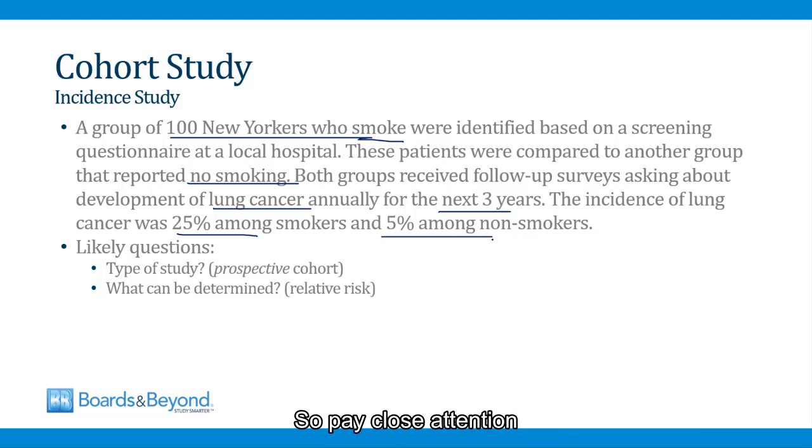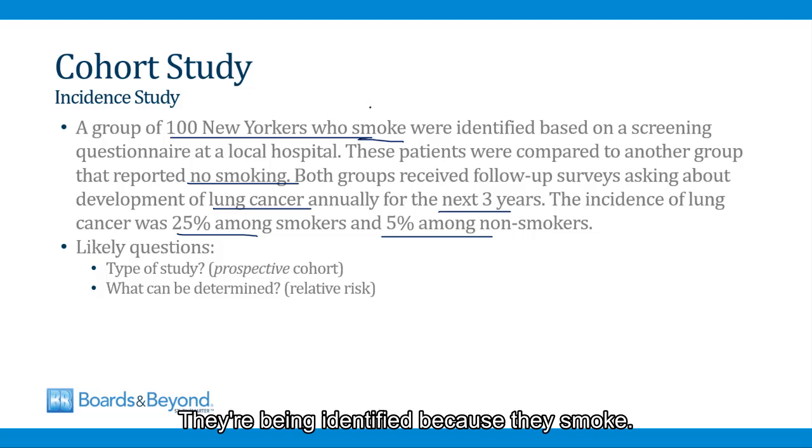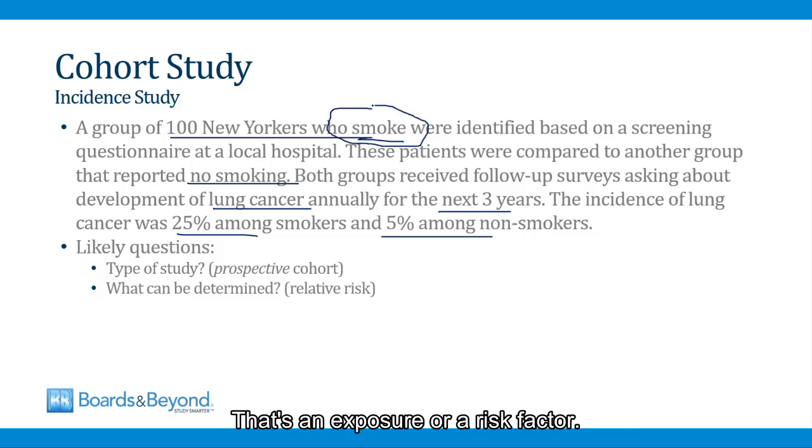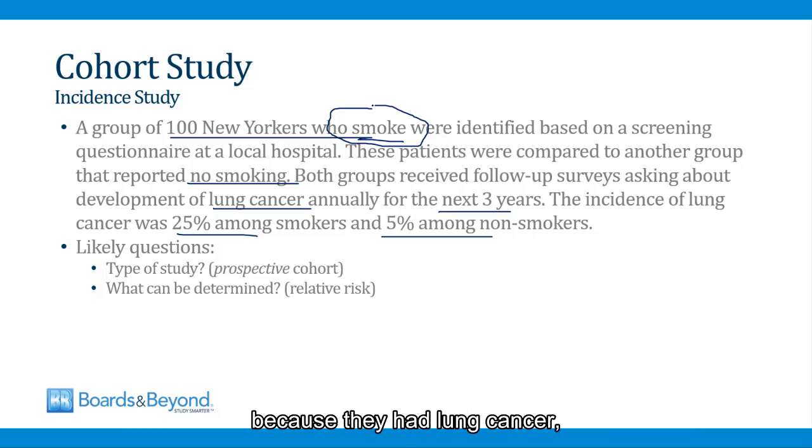So pay close attention to how the patients being studied are identified. They're being identified because they smoke. That's an exposure or a risk factor. So that's how cohort studies work. Patients are identified by the exposure, not by the disease. If the patients were identified because they had lung cancer, that would be another type of study.